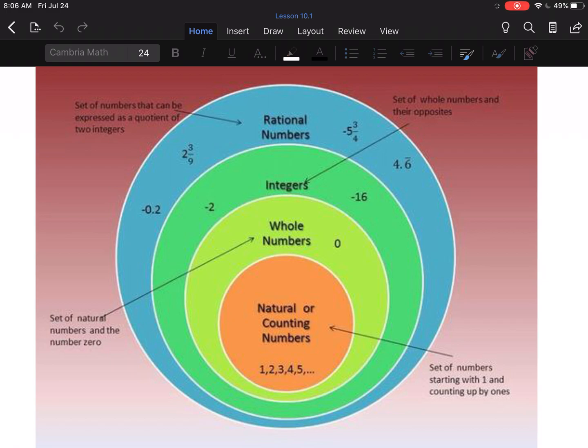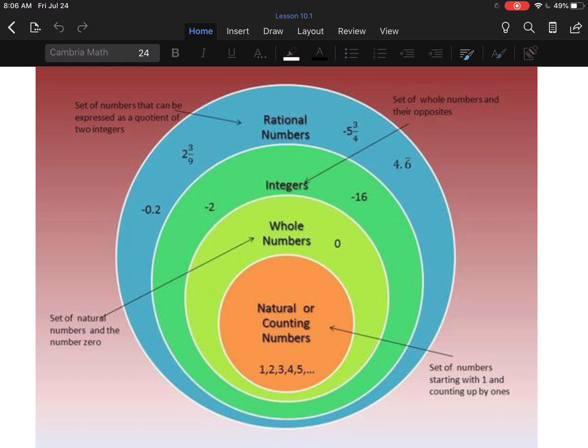Now, there are stricter names and groups. Everything is rational. Below that are the integers, specifically the negative numbers. -2 and -16 are shown in this circle. If you have a negative number, it is both an integer and a rational number. That's why these are in circles inside of each other.